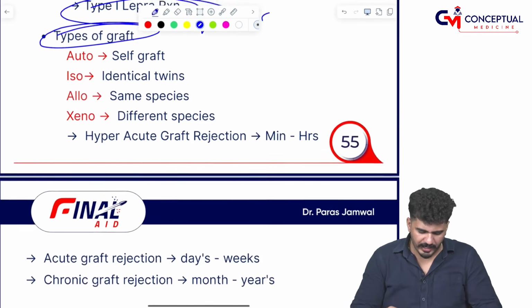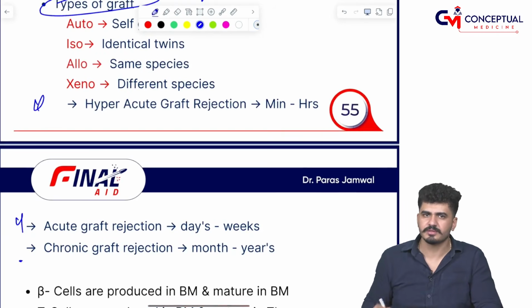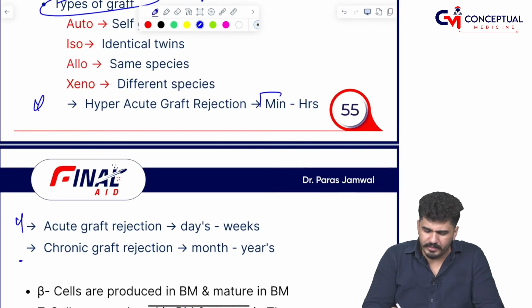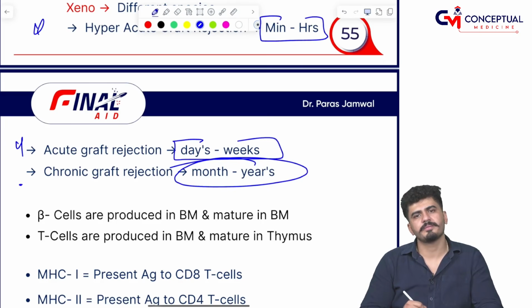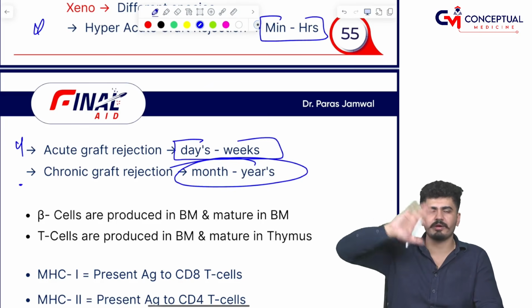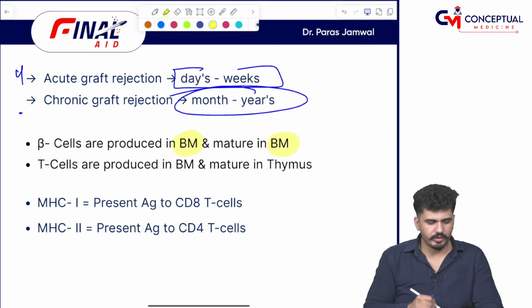Now there will be hyperacute, acute and chronic graft rejections. This is also being asked these days. My dear friends, hyperacute is within minutes to hours, acute is days to weeks and chronic is months to years. So minutes to hours, days to weeks and months to years. This is how they are divided on the duration part. Now B cells, where are they produced? In bone marrow, and they get matured in bone marrow.